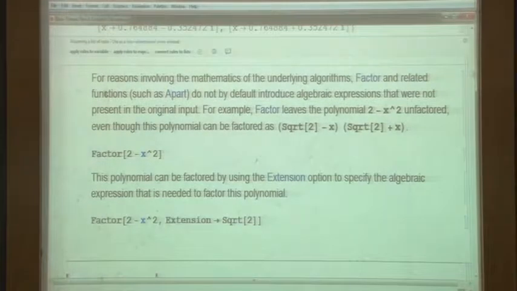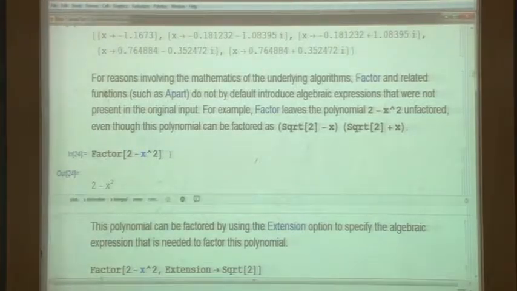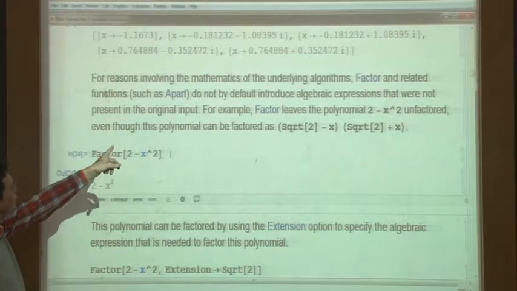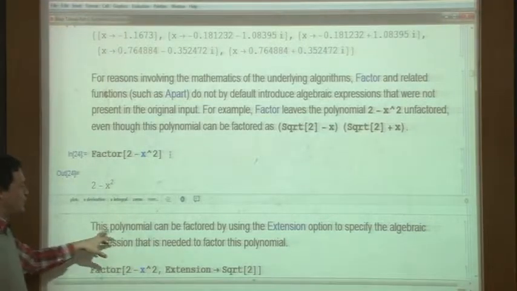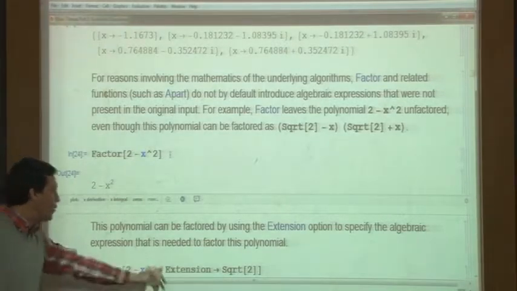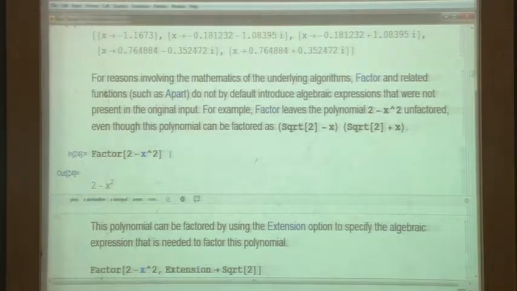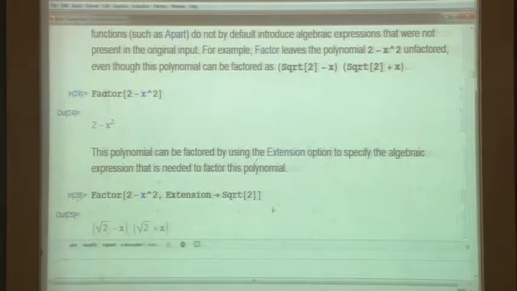And now we can also play with factor. In this case, factor does not give us anything, right? And we got the reason introduced here. So how can we fix that? No problem. We already know the solutions involve the square root of 2. So in this case, we add an option to factor saying that the extension is going to be the square root of 2. So we need to clearly specify the algebraic expression.